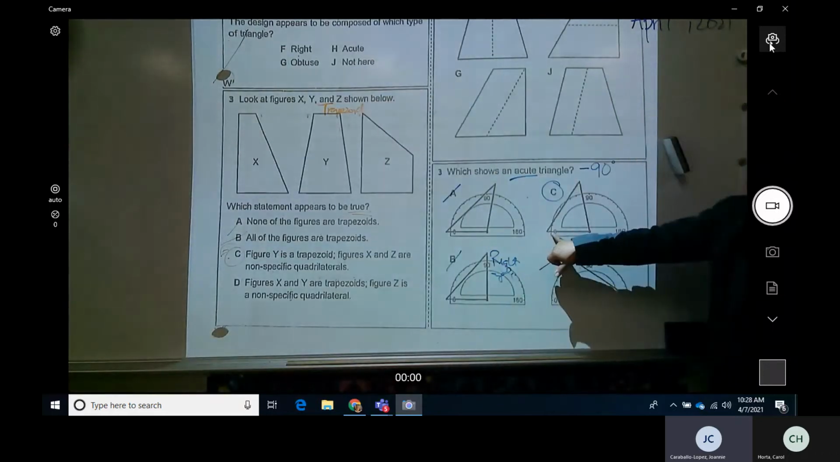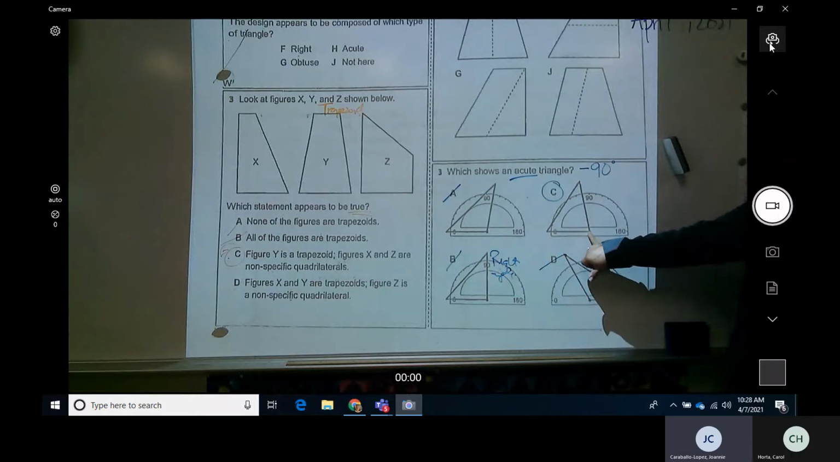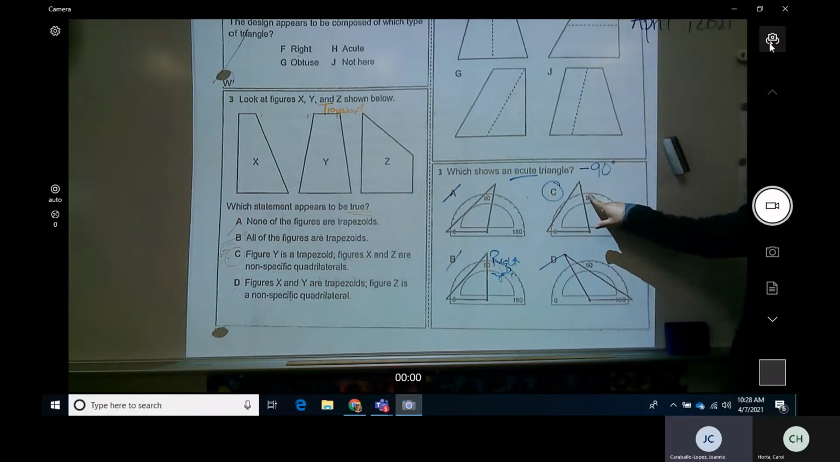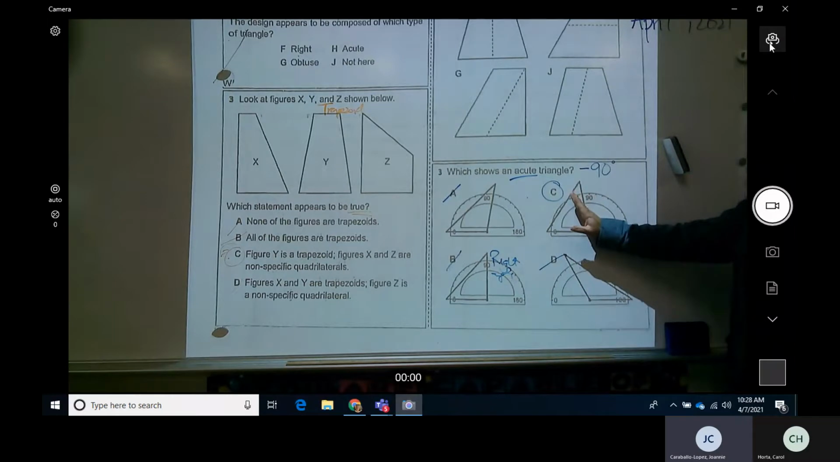You see this tick mark right here? This is 0. Look. This is your vertex. You see it? So this is 0. This is 90. So if it's less than 90, what is it? An acute.